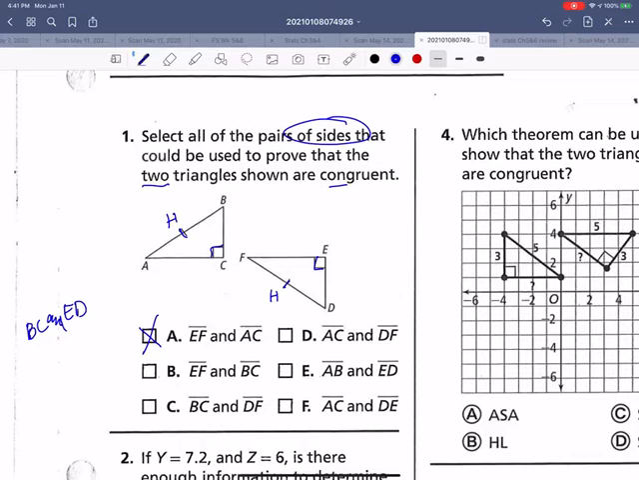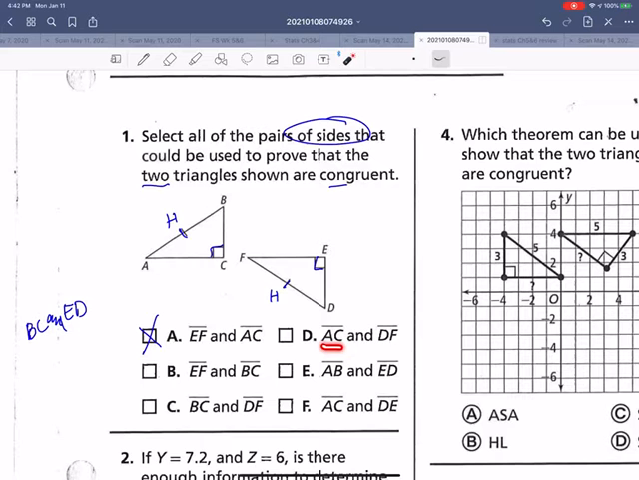So what about EF and BC? No, not really, because that would mean the medium side is equal to the short side. Notice how that won't work, right? What about BC and DF? Well, no, the short leg is equal to the hypotenuse. No, that's not going to work.